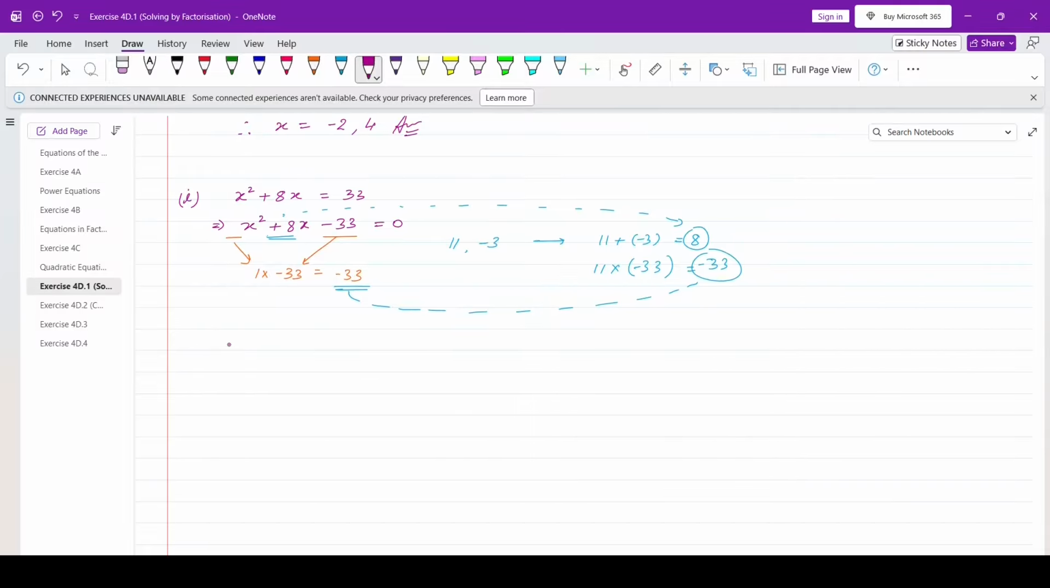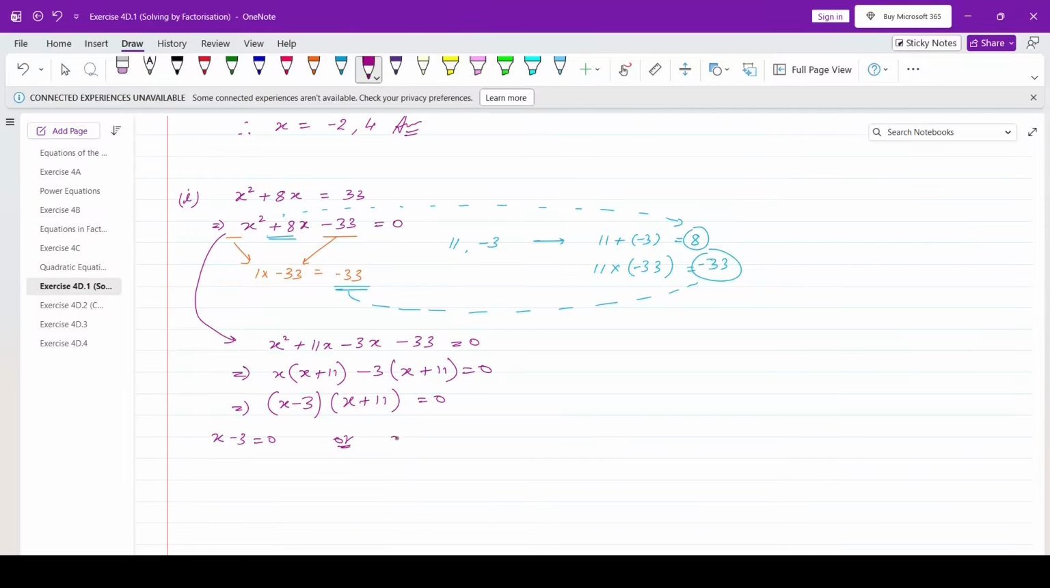So we can write this equation x square plus 11x minus 3x minus 33 is equal to 0. Taking x common, we get x plus 11. Taking negative 3 common, we get x plus 11. And hence, we can say x minus 3 times x plus 11 is equal to 0. So, x minus 3 is 0, or x plus 11 is 0. x is equal to 3, or x is equal to negative 11. Therefore, x is equal to 3 or negative 11. That's the answer.